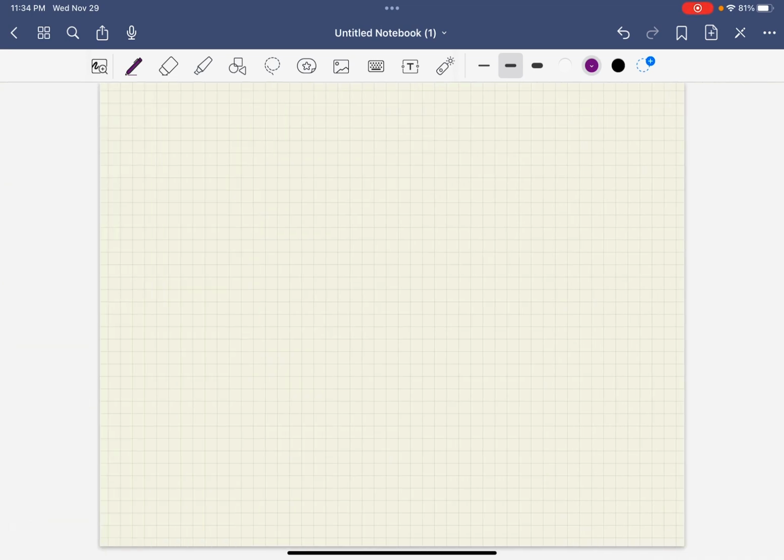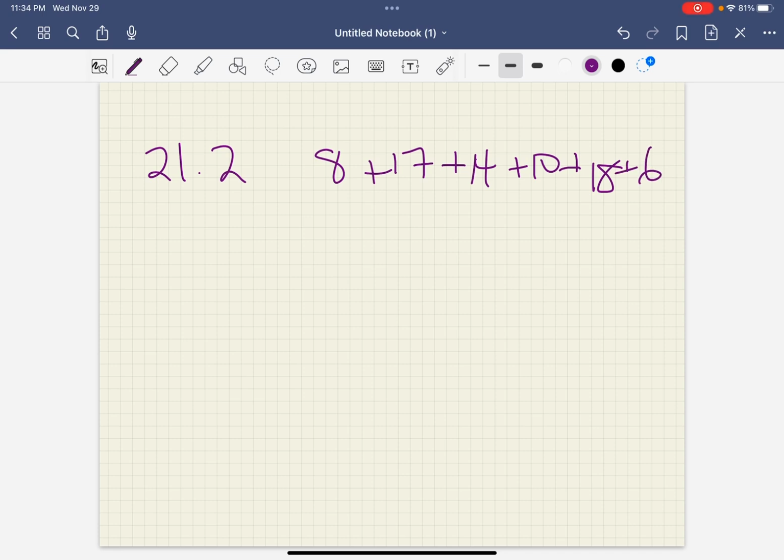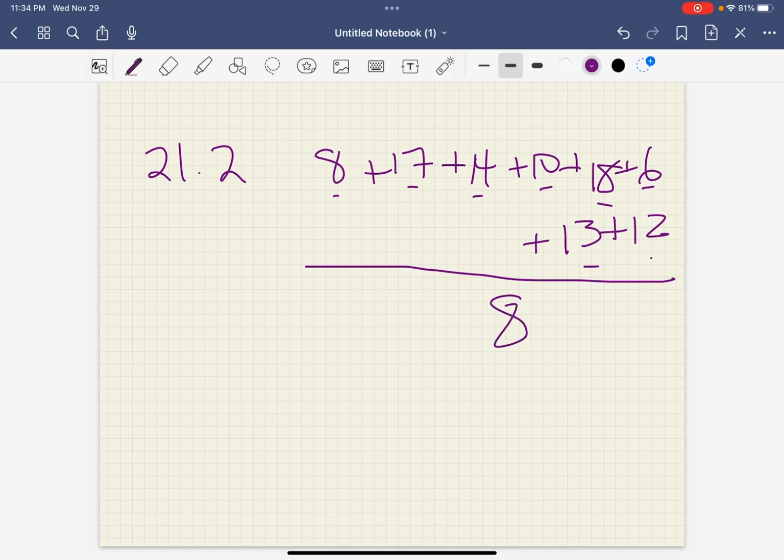The next one says find the average of 8, 17, 14, 10, 18, 6, 13, and 12. And let's count the numbers so we'll know what we're going to divide by. So there's 1, 2, 3, 4, 5, 6, 7, 8. So after we add all these up, we're going to divide by 8 to find out what the average is.